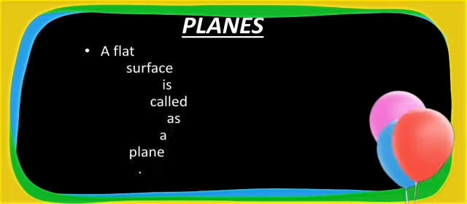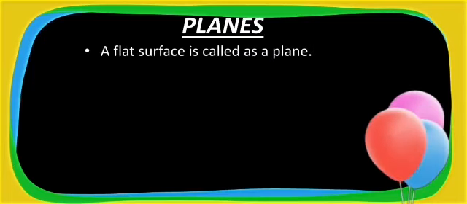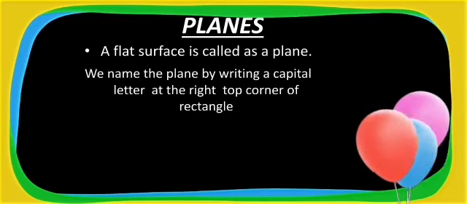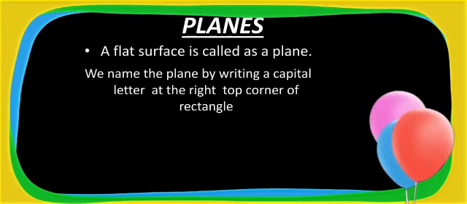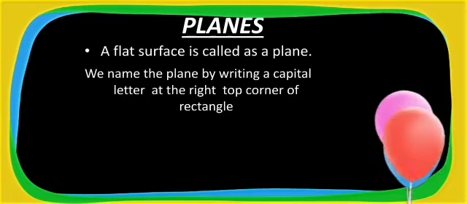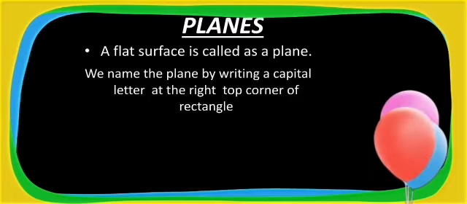The first concept that we have to get familiar with today is nothing but plane. Children, mathematically any flat surface, that means tabletop, the surface of the notebook that you are holding, surface of the mobile you are holding, they all are flat, and mathematically these flat surfaces are called a plane. These planes are usually shown by quadrilaterals, that means parallelogram, rectangle and many more. Usually we name this plane by writing a capital letter at the right top corner. Okay, just have a look at it.